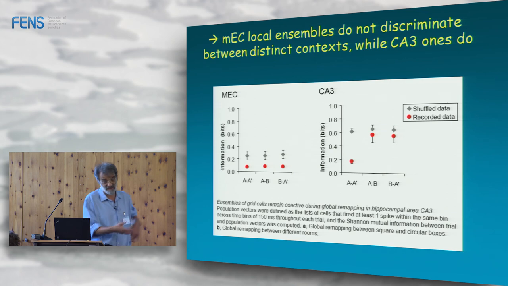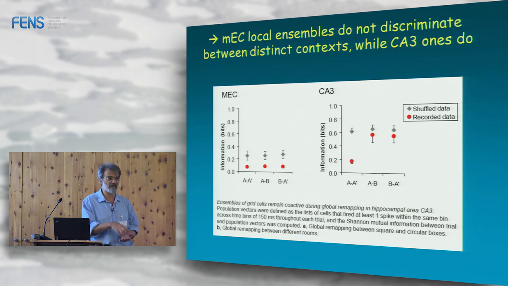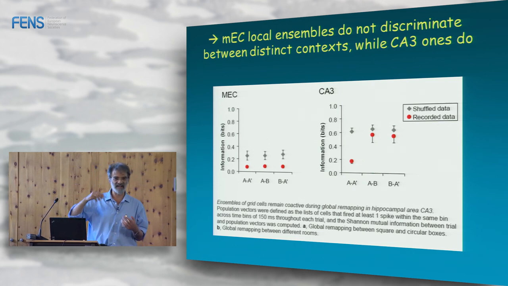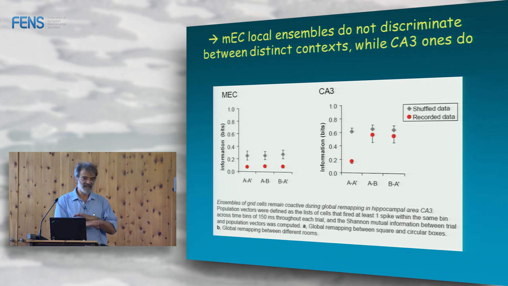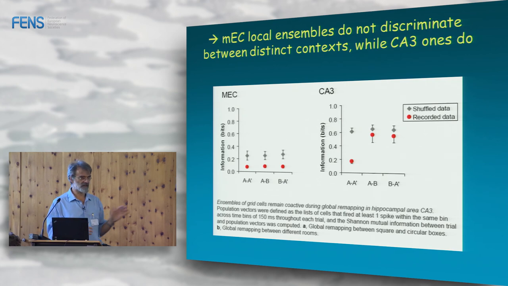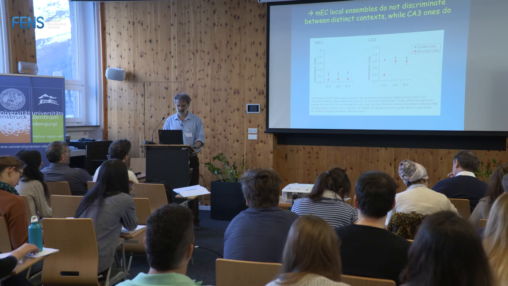You see the same cells, all the grid cells are active, and they are active with the same coactivity relation. So if you look at the relation, this cell is firing at the same time as this other cell, whereas cell C is firing at a different time, even if you look at these relations, there is no way you can reconstruct which box the rat is in. So in medial entorhinal cortex, there is no memory for the context. So we conclude here, because then in the next hour, I will completely change the story.